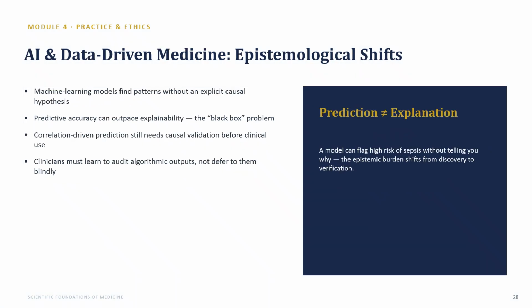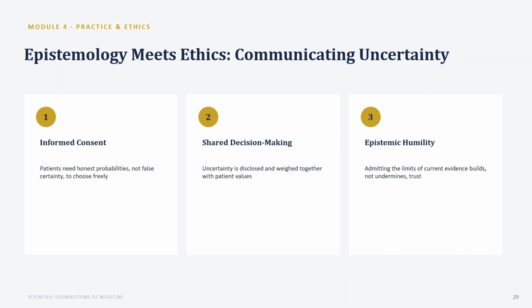So let's see AI and data-driven medicine. Artificial intelligence supports diagnosis and prediction by analyzing large data sets, but doctors must interpret and validate AI recommendations before clinical use. So let's see the ethics. Medical ethics requires informed consent, shared decision making, honesty, and respect for patient autonomy while communicating uncertainty with compassion.